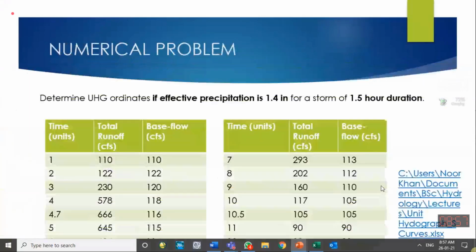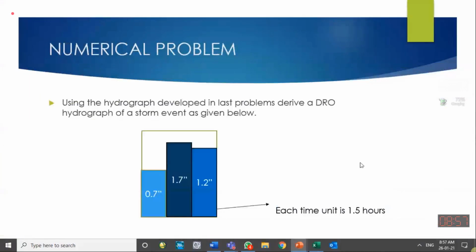Okay, so once you have the unit hydrograph with you, you can use it to calculate the direct runoff for other rainfall. For example, there is a rainfall event. Using the hydrograph developed in the last problem, derive a DRO hydrograph of a storm event as given below. So we have a storm event. Each time step is 1.5 hours. For the first 1.5 hours, 0.7 inch rainfall occurred, next 1.7 inch rainfall, next 1.2 inch rainfall occurred.